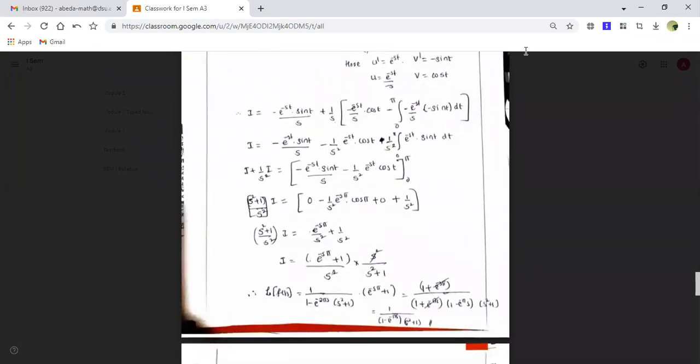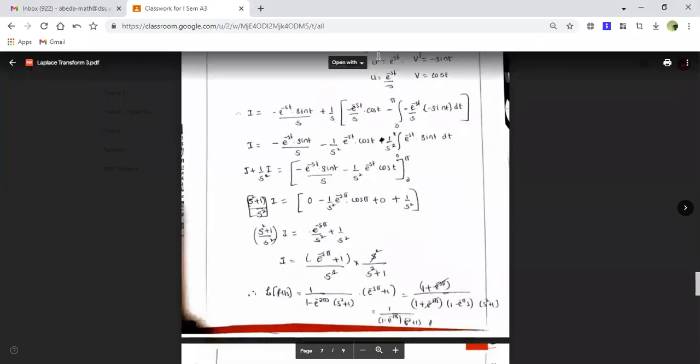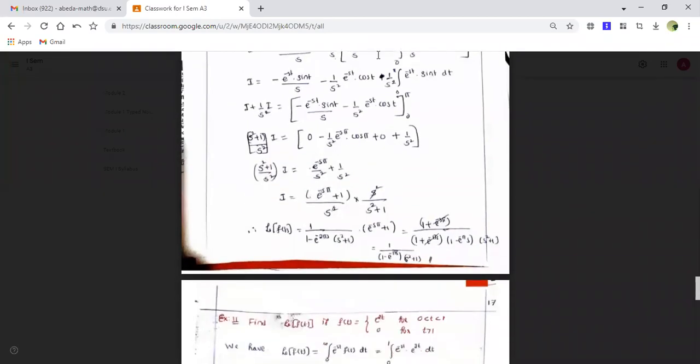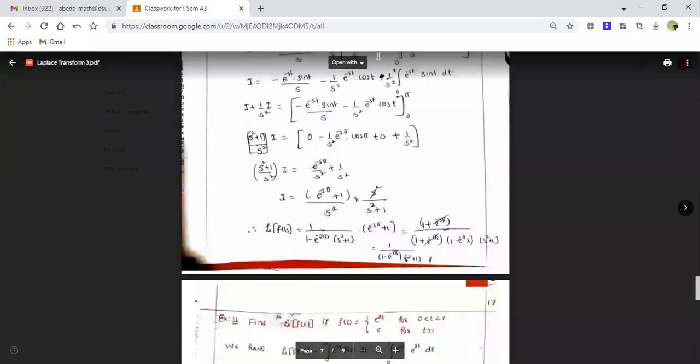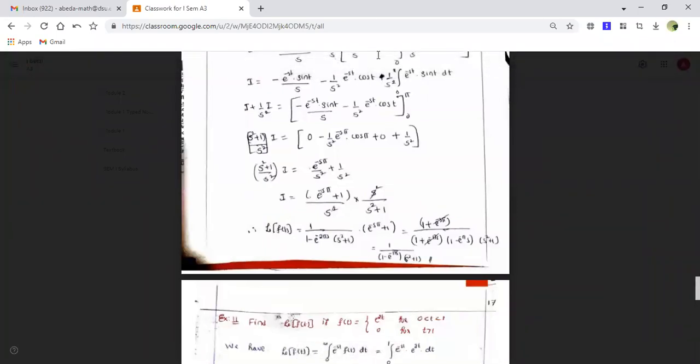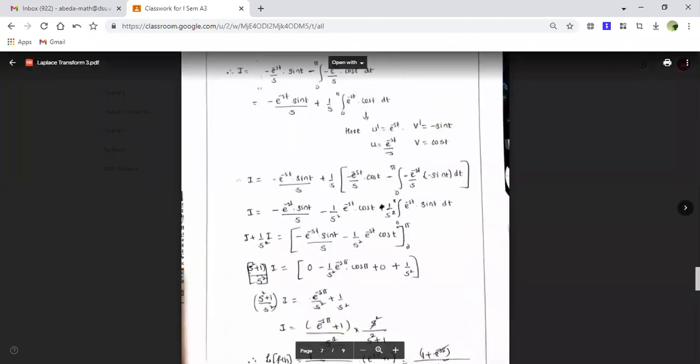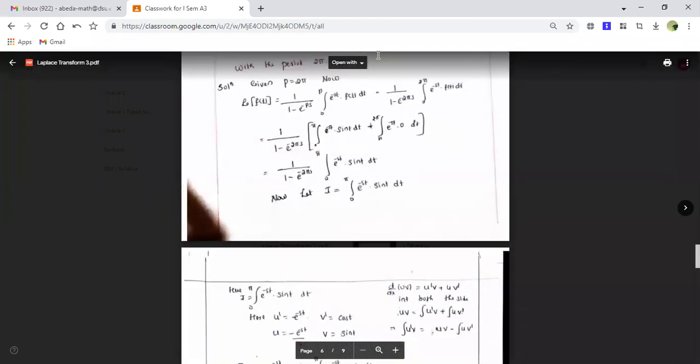So on the other side, you are able to see that it is s square plus 1 upon s square into I. And here what you are getting? Cos pi is minus 1, minus into this becomes plus e to the power minus s pi upon s square plus 1 upon s square. This term I am taking on the right hand side. So this will become e to the power minus s pi plus 1 divided by s square, into s square upon s square plus 1. So this s square will cancel. What you are left with is I, this is the value I have got.